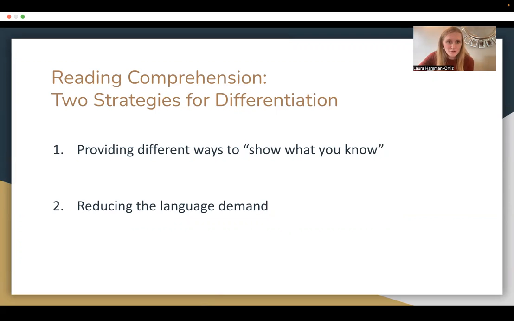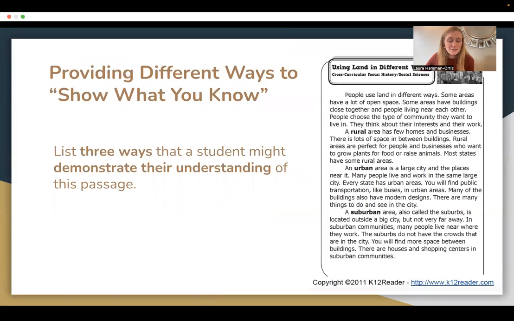So let's start with the first one, providing different ways to show what you know. Here you see a passage on the right-hand side of the screen that is taken from a text focused on first or second grade students, and it's focusing on the topic of different types of communities: rural, urban, and suburban. This was a topic that I taught when I was teaching second grade, so I know it's a topic that is often covered in elementary school.